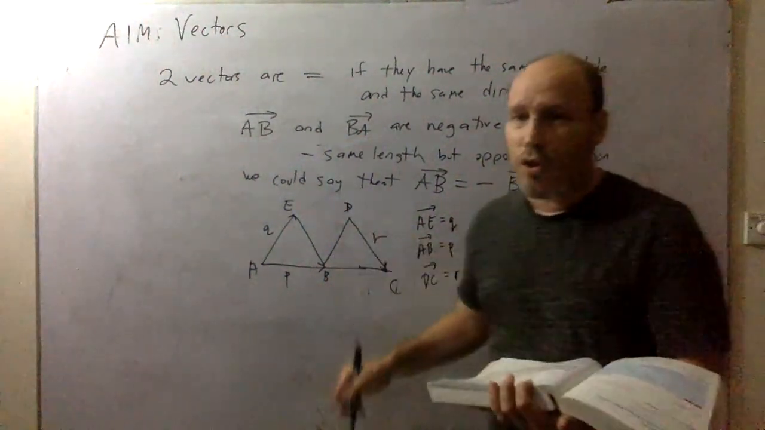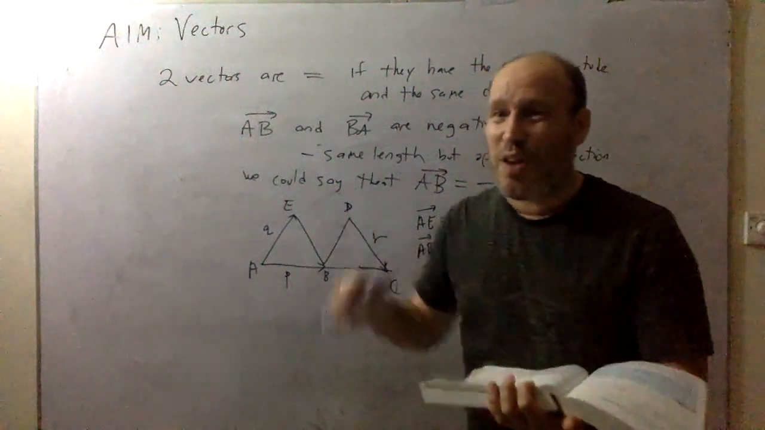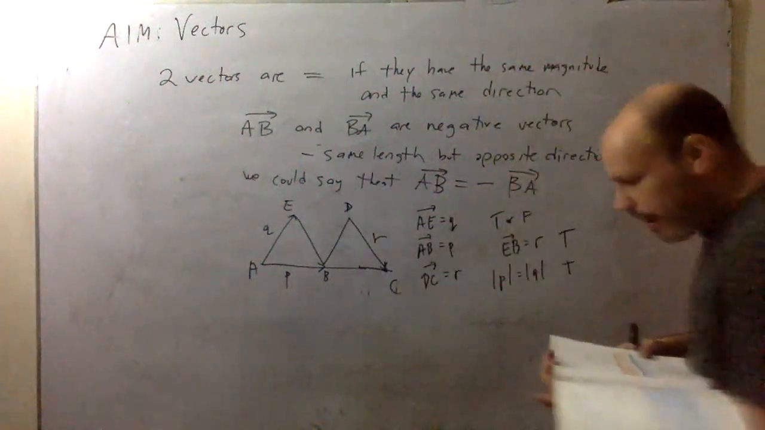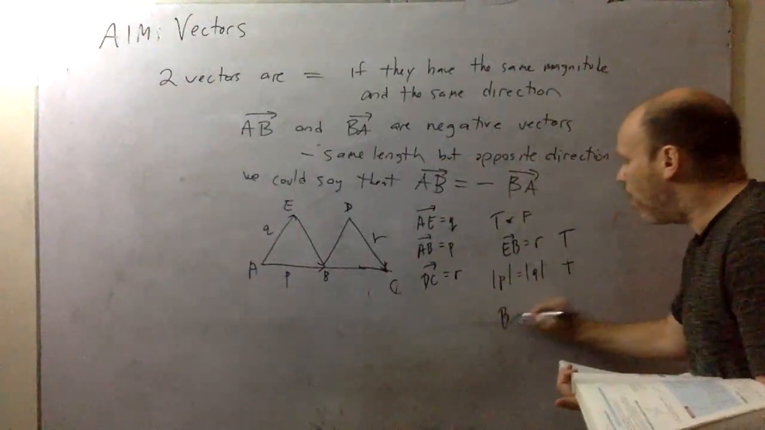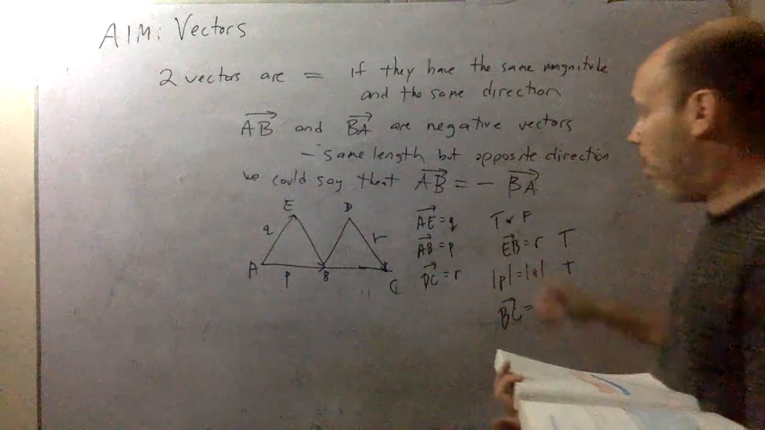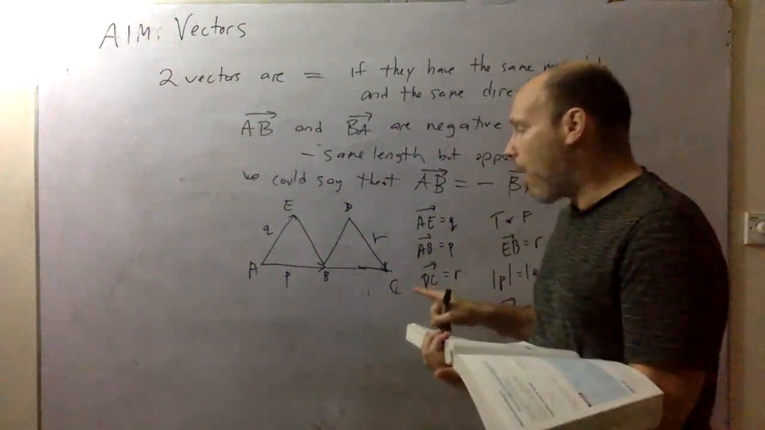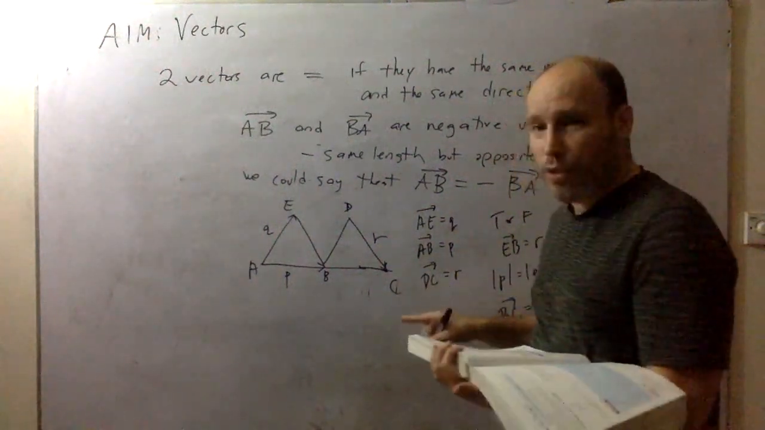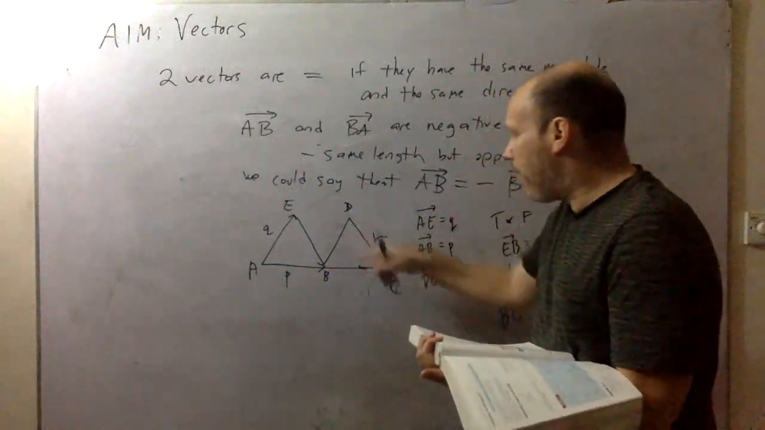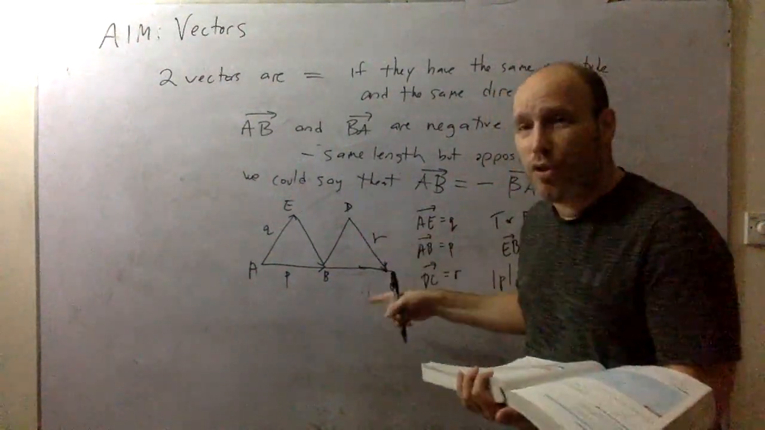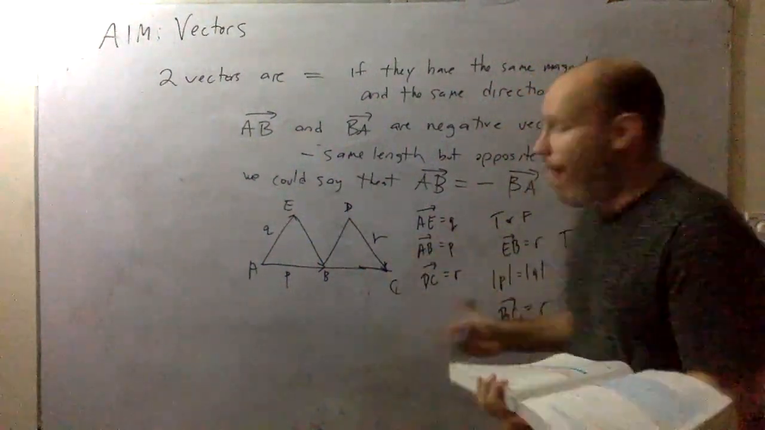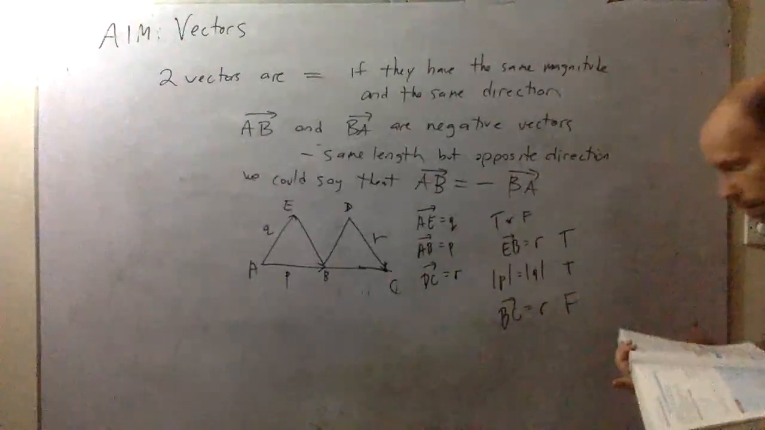Are they equal vectors? No, because they have different directions. What's going on with C? BC is R. No, BC is not R. What is BC actually equal to? BC is actually P, but BC is not DC, and although the magnitudes are the same, DC and BC are going in different directions. False.